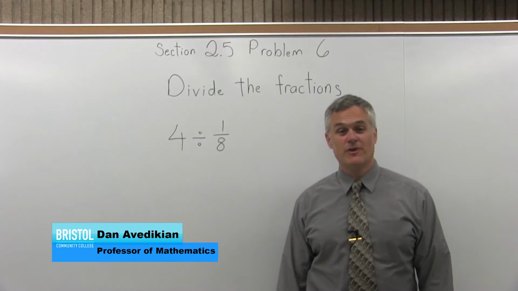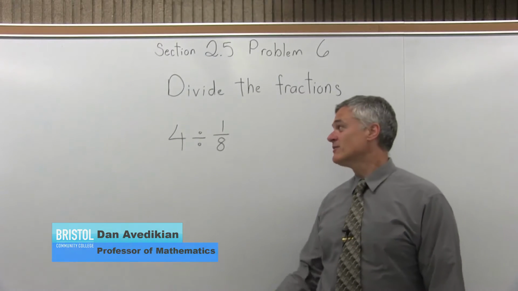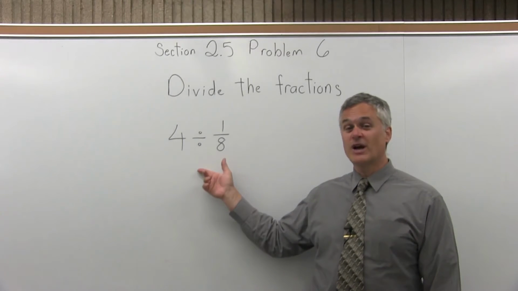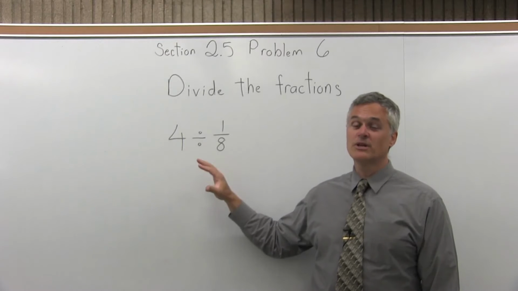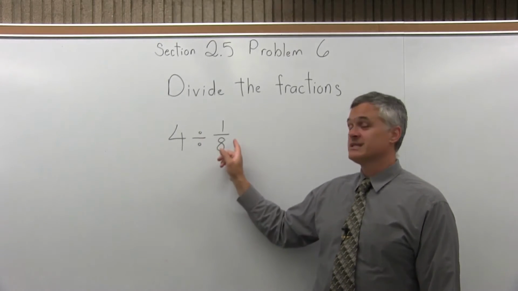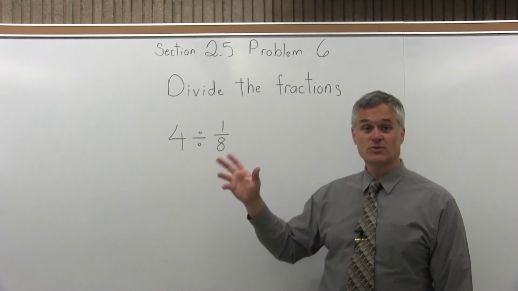This is Section 2.5, Problem 6. It says divide the fractions 4 divided by 1/8. Now you'll notice these are the same values that are in the previous problem, but written in the opposite order. In the previous problem, number 5, the 4 was the second value. So how does that change it when we change the order?